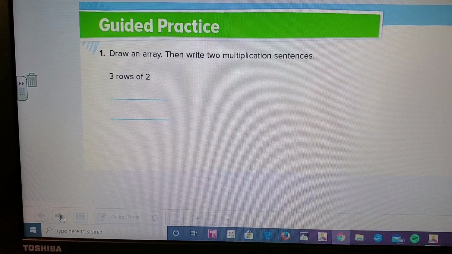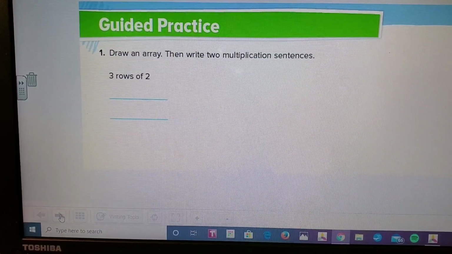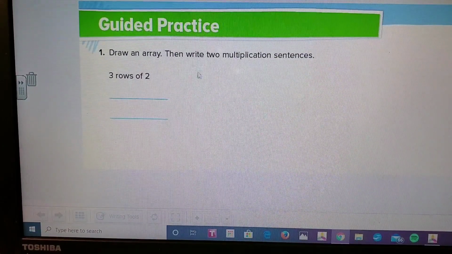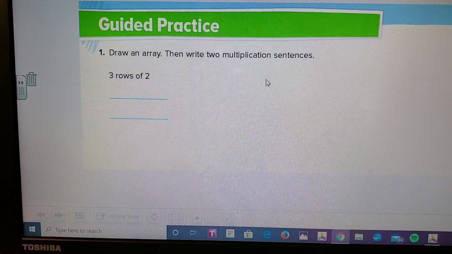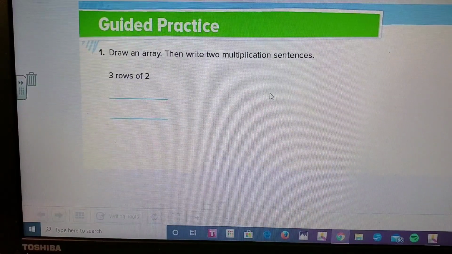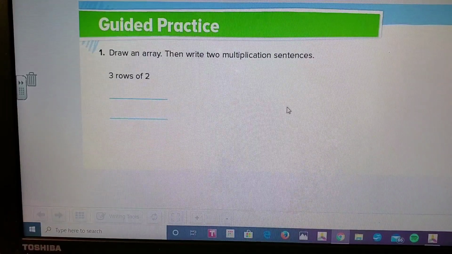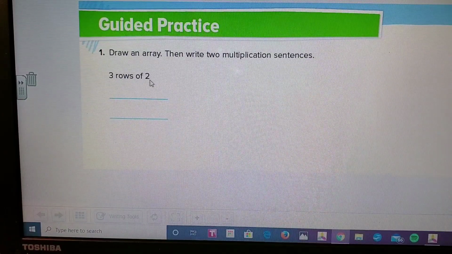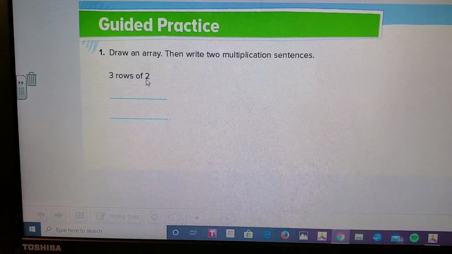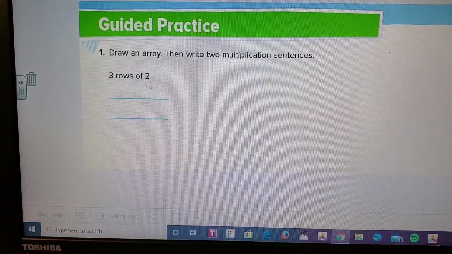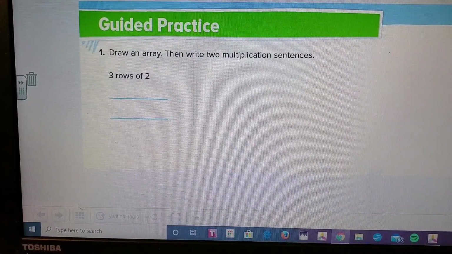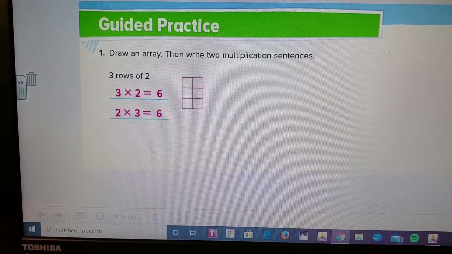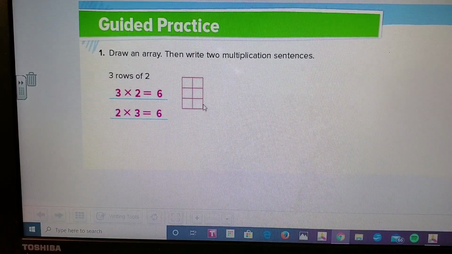Guided practice. Draw an array. Then write the 2 multiplication sentences. You have 3 rows of 2. So over here, draw 1 row of 2, draw 2 rows of 2, draw 3 rows of 2. Your first multiplication sentence will be 3 times 2 equals. Your second one, you'll switch the factors. So it'll say 2 times 3 equals. And here's the picture that you would have made with 3 rows and 2 in each row.